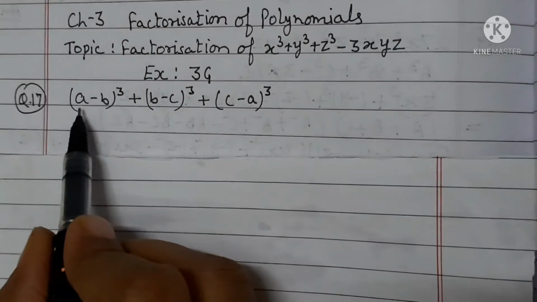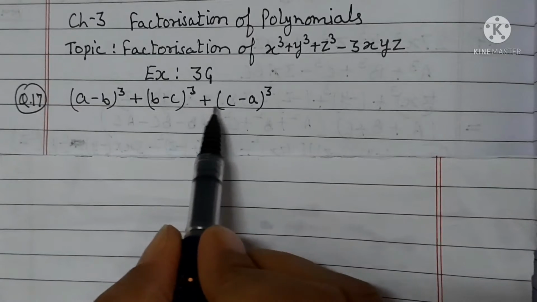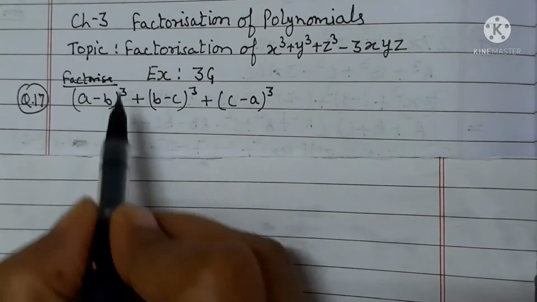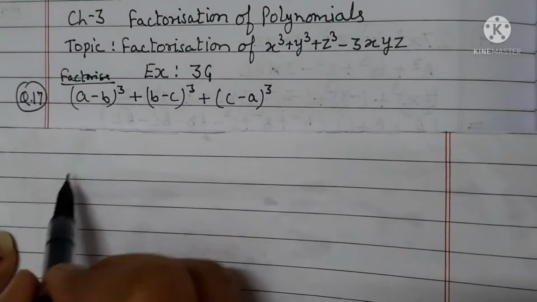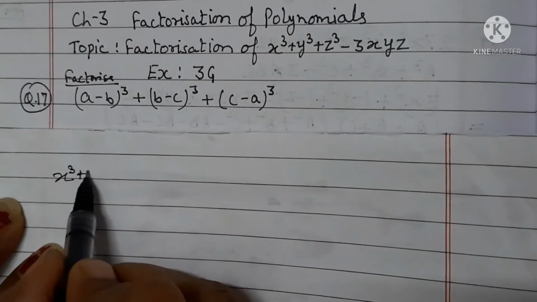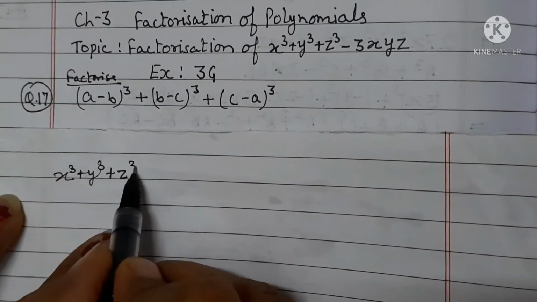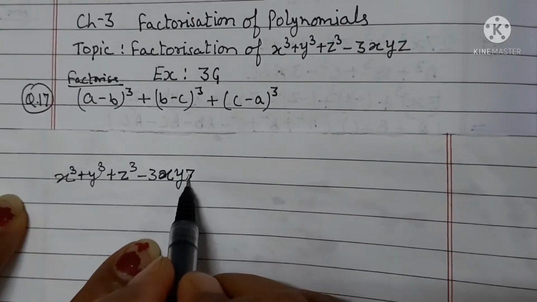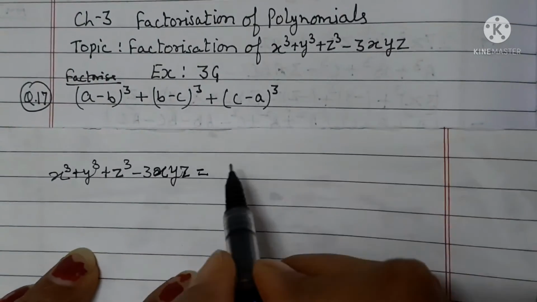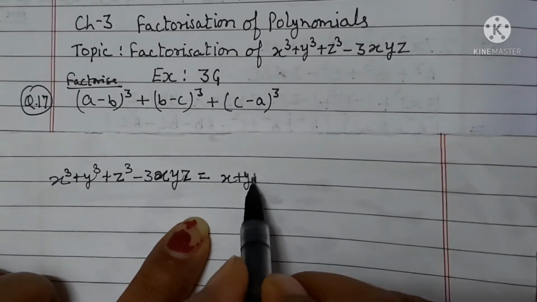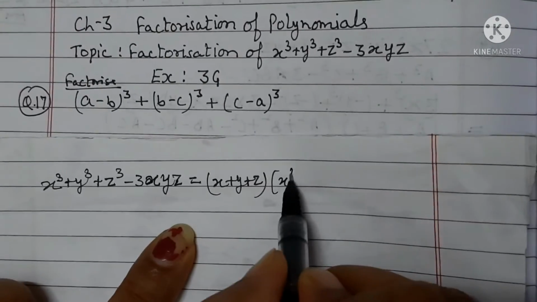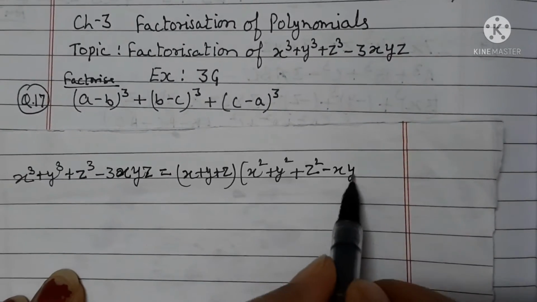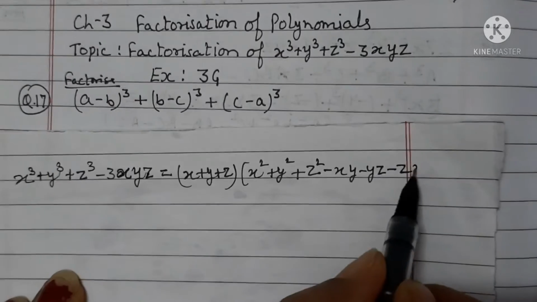Now we have to factorize (a minus b) whole cube plus (b minus c) whole cube plus (c minus a) whole cube. So first we remind the theorem. If x cube plus y cube plus z cube minus 3xyz is equal to (x plus y plus z) times (x square plus y square plus z square minus xy minus yz minus zx).